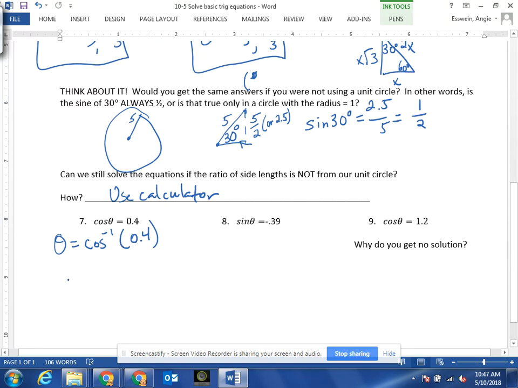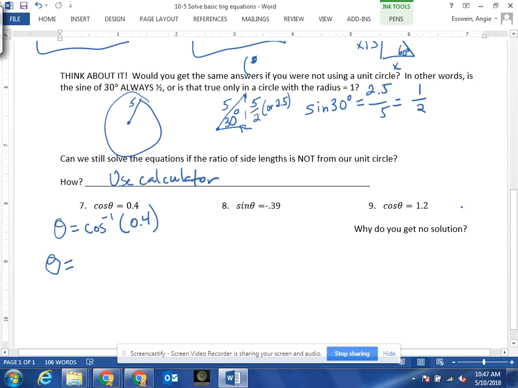It's only half the story though. We're not done. It's not that simple. But what do we get when we do inverse cosine of 0.4? How many degrees? 66.4 degrees, okay? But is that the only place where the x coordinate is 0.4? That's one place, right? So it's about maybe right here. So that's 66.4.